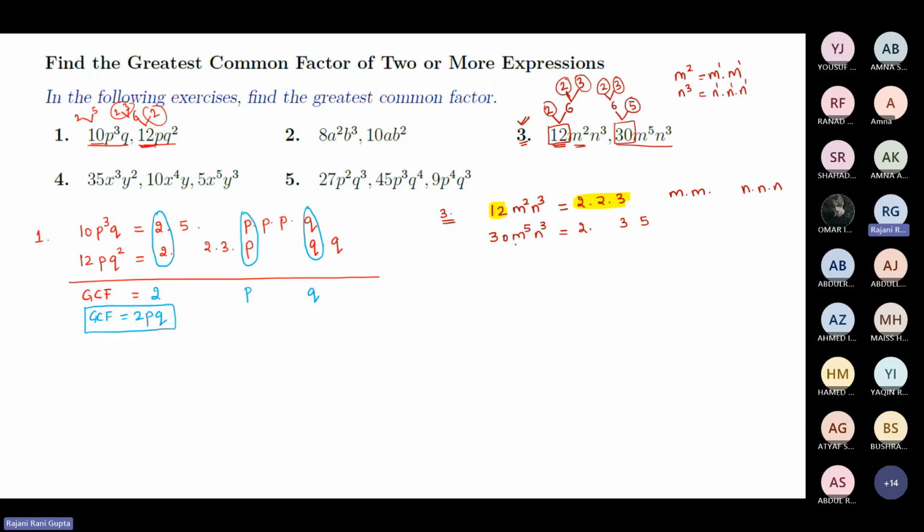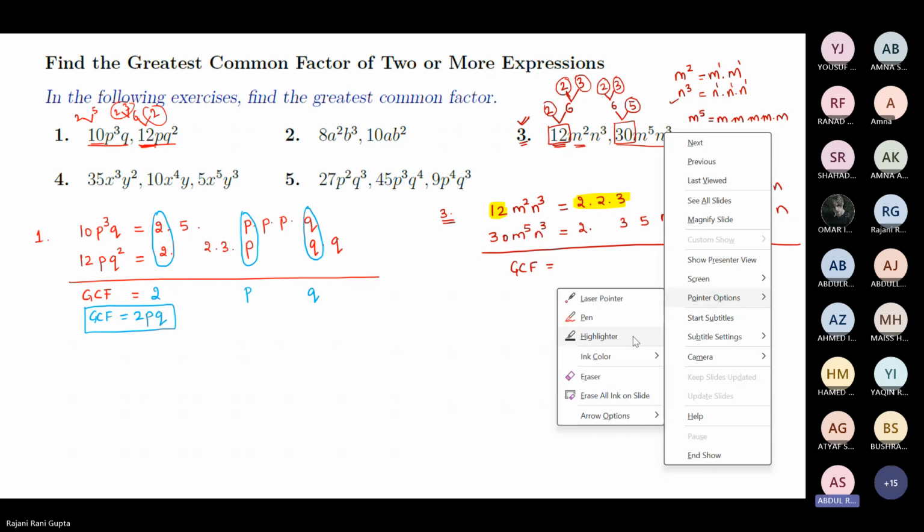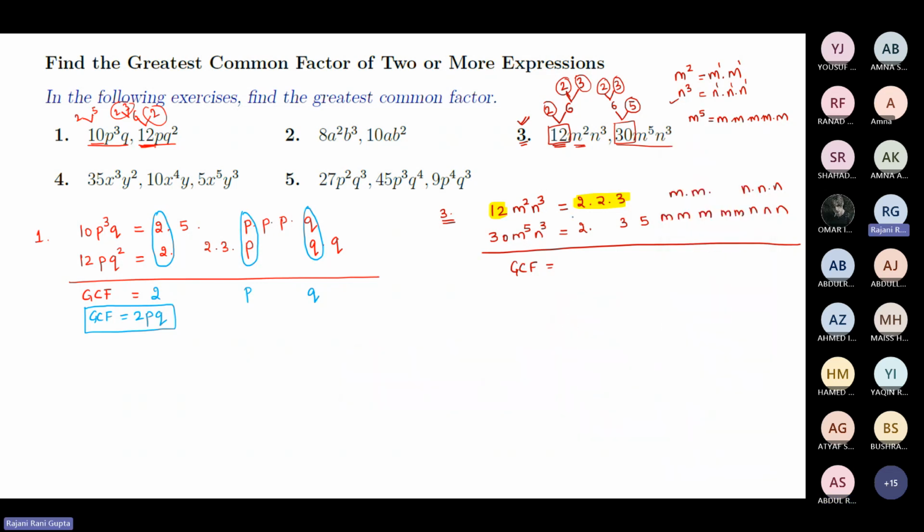Okay, now m power 5. M power 5 means you multiply m 5 times, so you have to write like this: 1, 2, 3, 4, 5. Make sure that you are writing it below. And then n power 3 means writing n 3 times: 1, 2, 3. Is this step clear to everyone? Yes, Miss. Thank you for confirming.